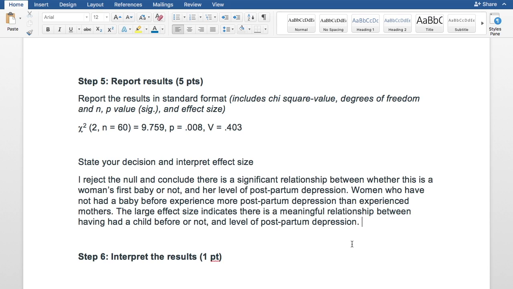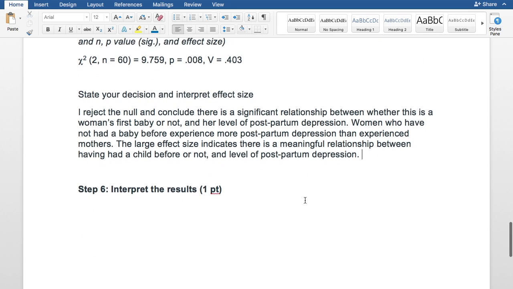For step 6, we are ready to come up with ideas about improving on this study, talk about the limitations, talk about the weaknesses, or we can talk about the implications. What does this study mean for society? Why would we care about this result? Or we can talk about ideas for future studies.